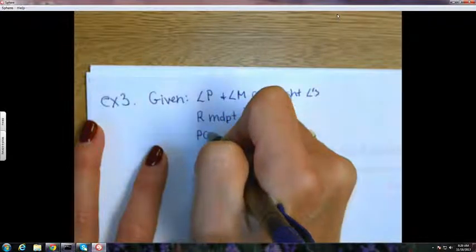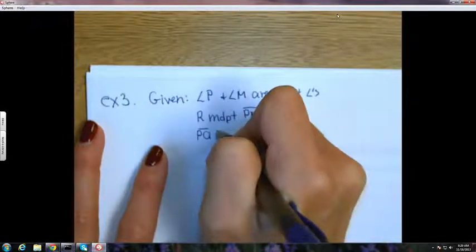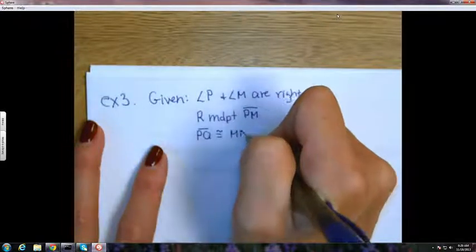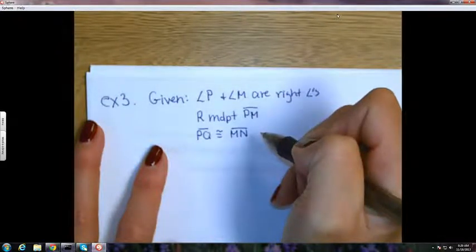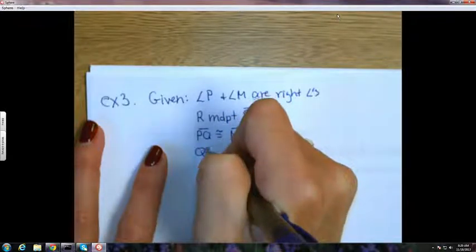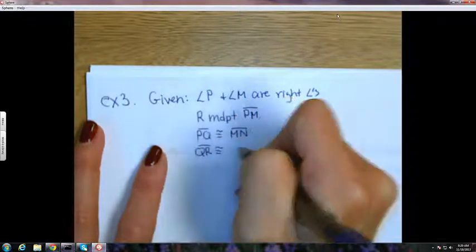PQ is congruent to MN. Lots of given. QR is congruent to NR.